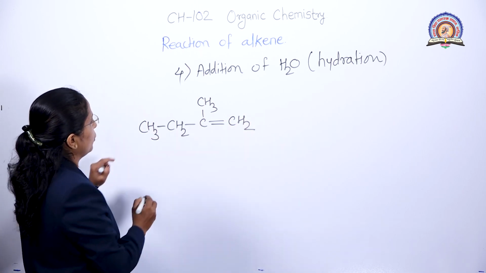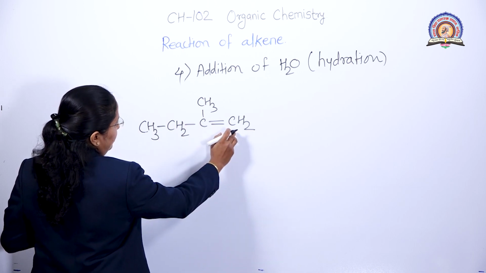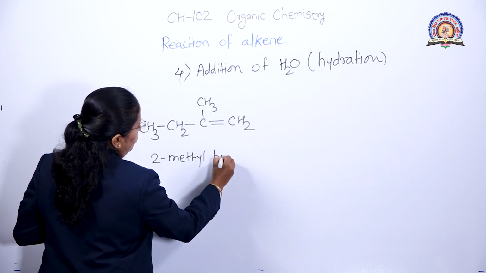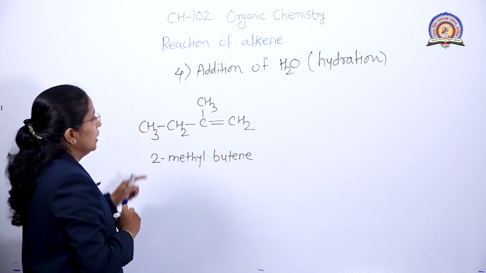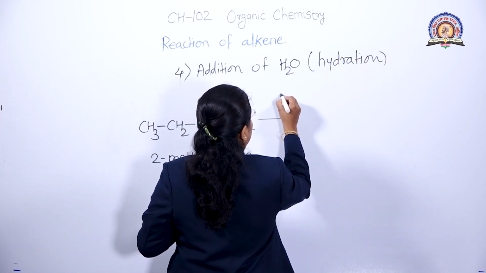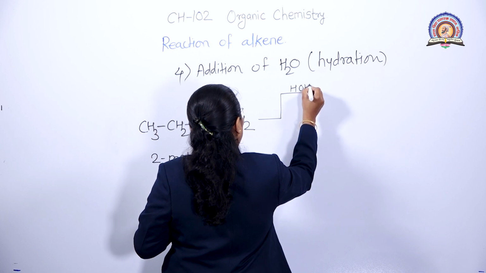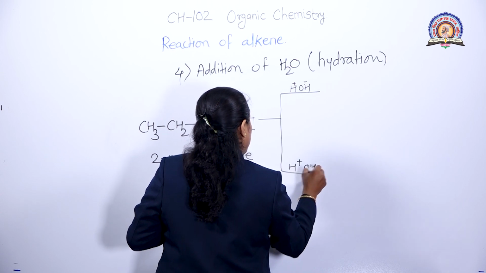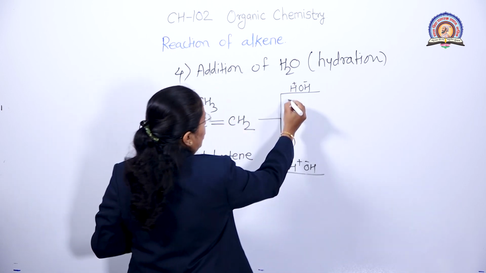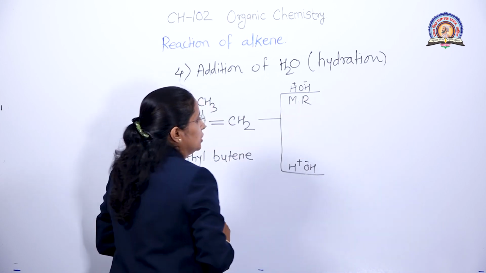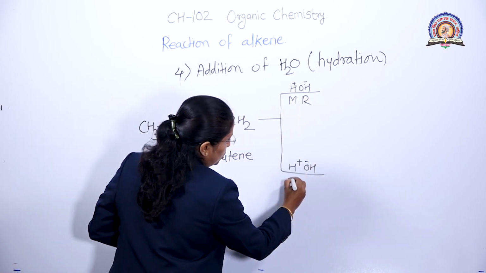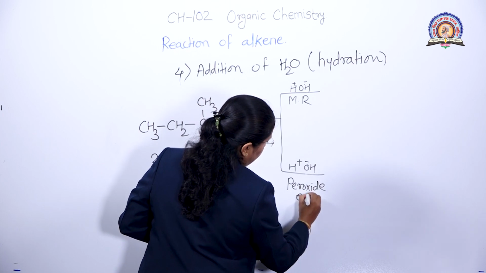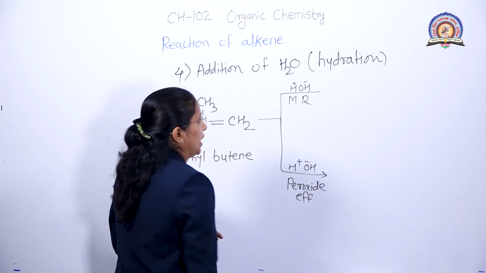The name of this compound: 1, 2, 3, 4. It is a butene. So the IUPAC name is 2-methylbutene. Right? In this 2-methylbutene, when we add a water molecule, H plus and OH minus, here also we add H plus and OH minus. Here we use Markovnikov's rule, and here we use the peroxide effect. So what happens here?